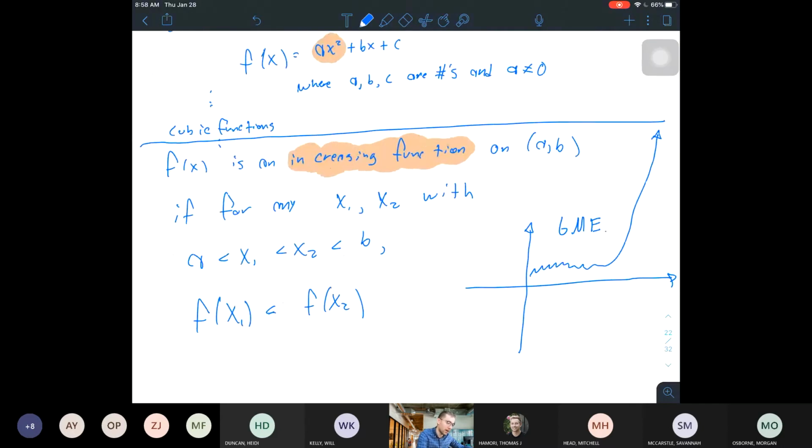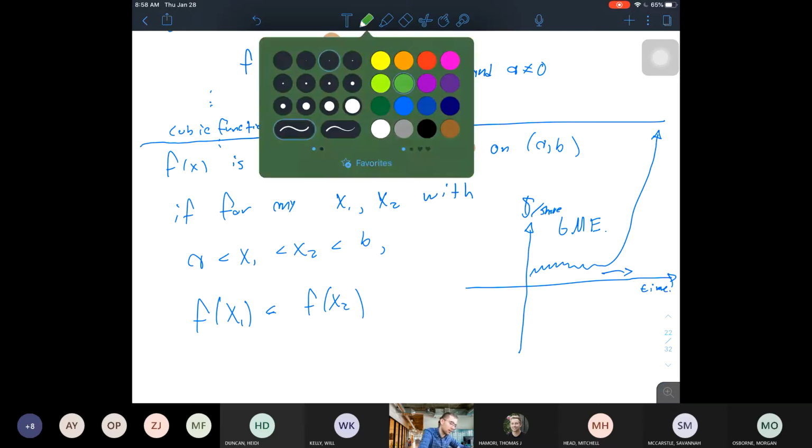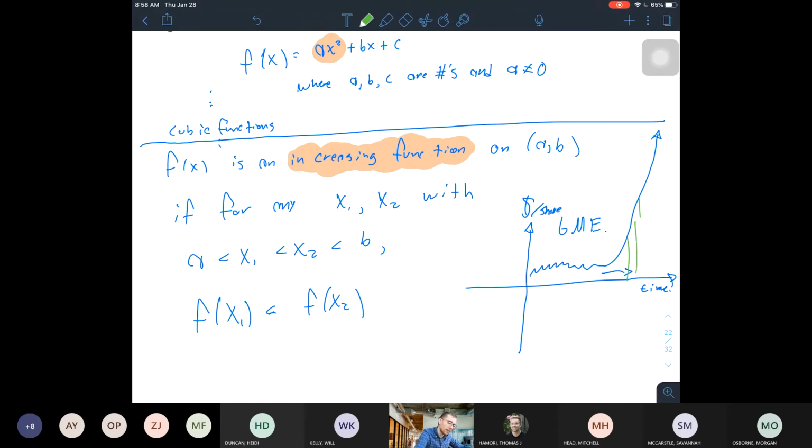Okay, it's going up as we move to the right. Now in the stock market, we're talking about dollars per share, and on the x-axis, we're talking about time. So what we mean is that as we move to the right, the height of our function is going up. It's getting larger and larger as we move to the right. That's what it means for something to be an increasing function.